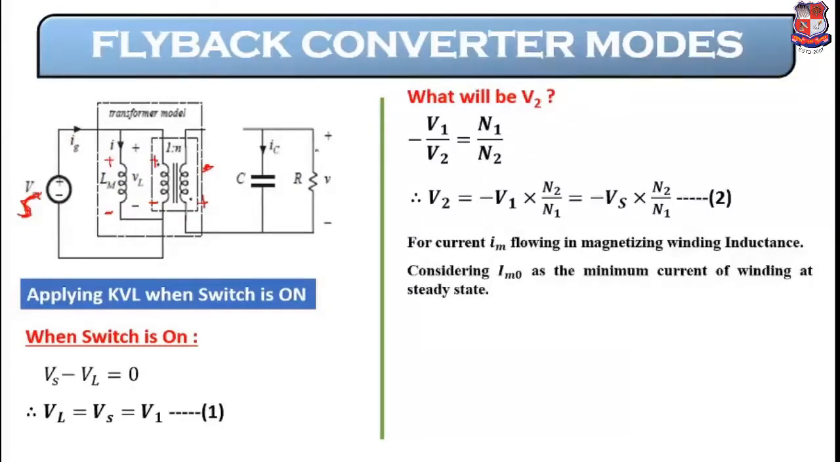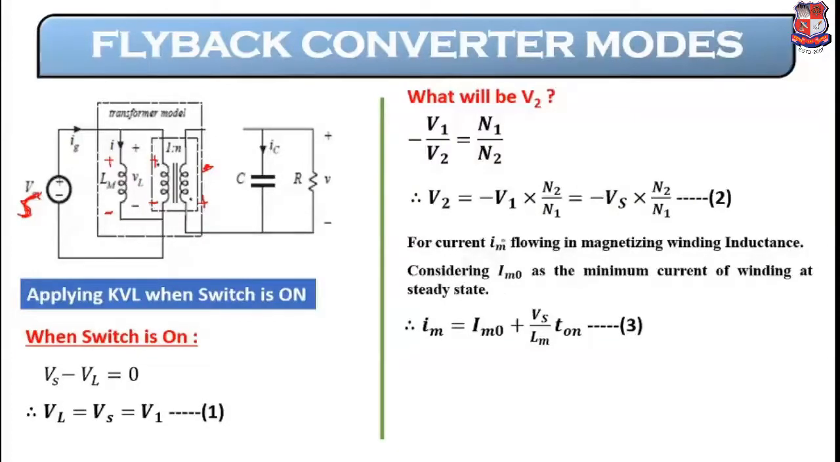Now for the current which is flowing in the magnetizing winding Lm, consider that initially there is some current flowing, that is Im0, the minimum current of the winding at steady state. So at steady state there will be some average value which will always be flowing in the magnetizing inductor, whether the switch is on or off. Some amount of current will be present at any instant, that I have taken as Im0.